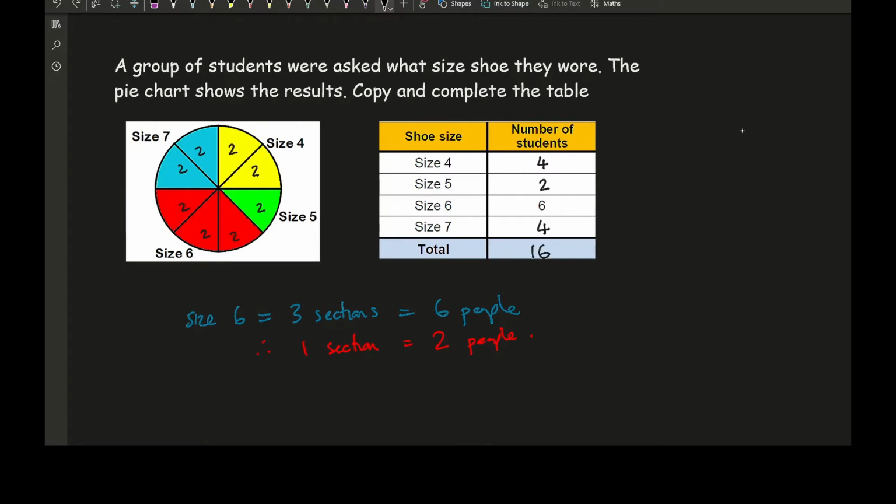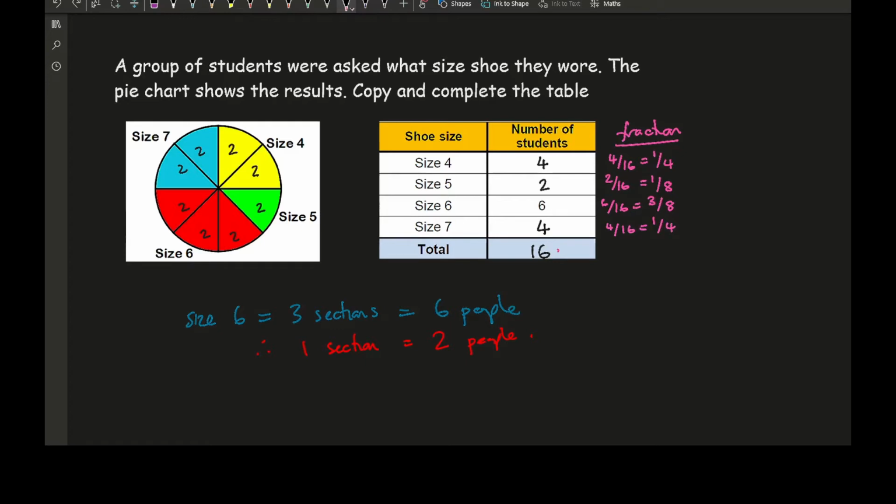So again, with these types of questions, it's just a case of working with the number of parts. Your first initial thought should always be how many people are in one section, and then from that, you can work out the rest of the question. Now, if the question asked me for the fraction of each of these, then for the first one, it'd be 4 over 16, which is the frequency divided by the total frequency, and I can simplify that to 1 over 4. Size 5 would be 2 over 16, which simplifies to 1/8. Size 6 would be 6 over 16, which simplifies to 3 over 8. And size 7 would be 4 over 16, which is 1 over 4.